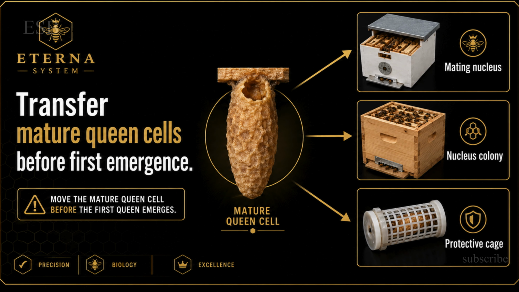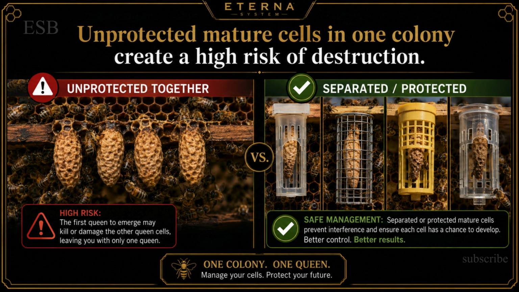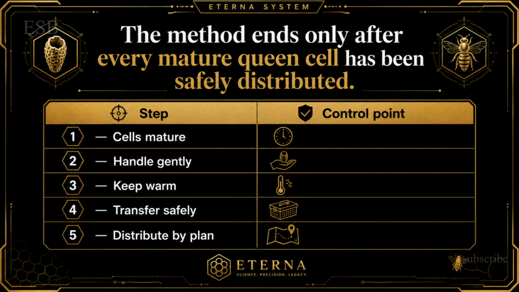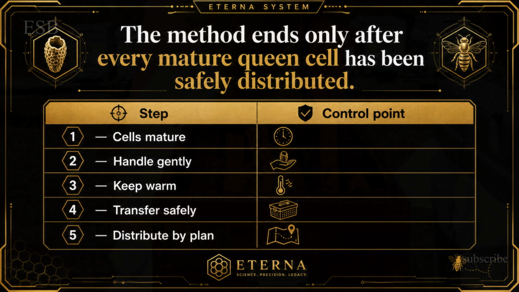If several mature queen cells are left unprotected inside the same colony, the first queen to emerge may destroy the others. The method therefore does not end when the bees cap the cells. It ends only when every mature queen cell has been safely distributed according to the beekeeper's plan.